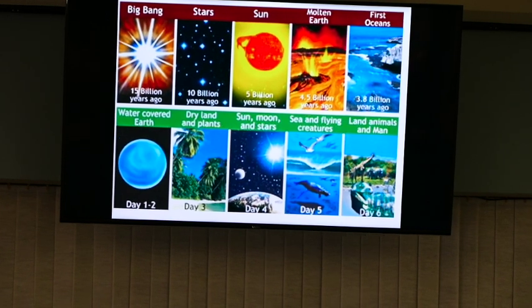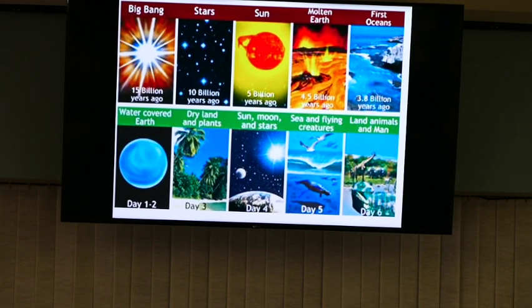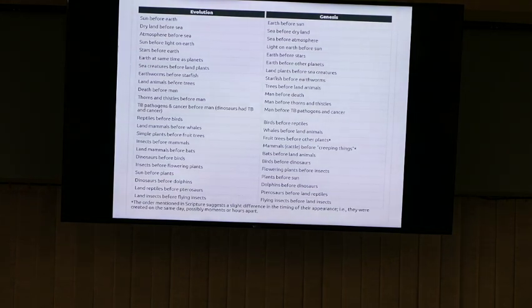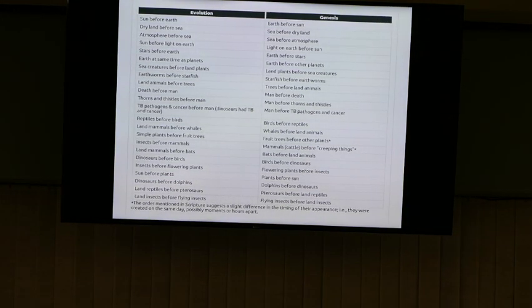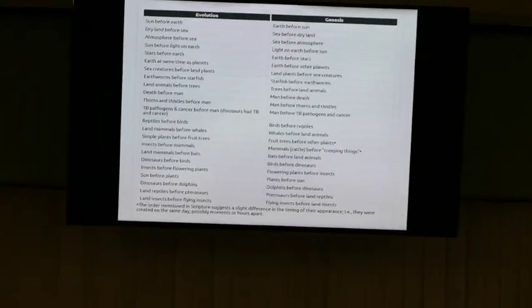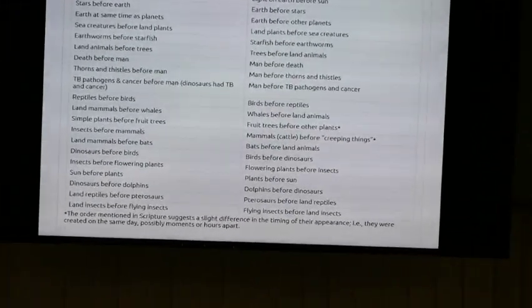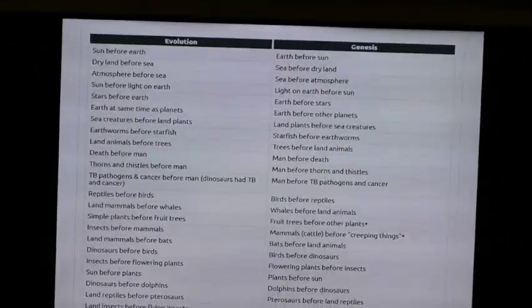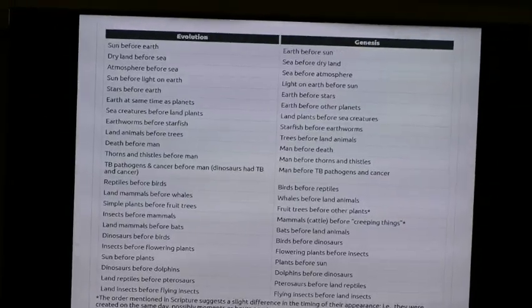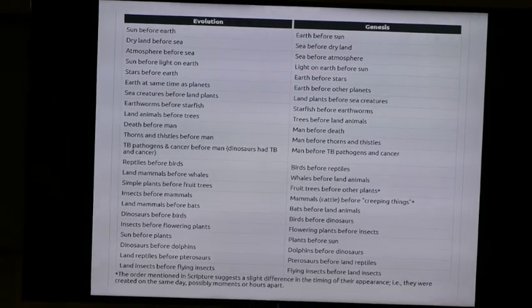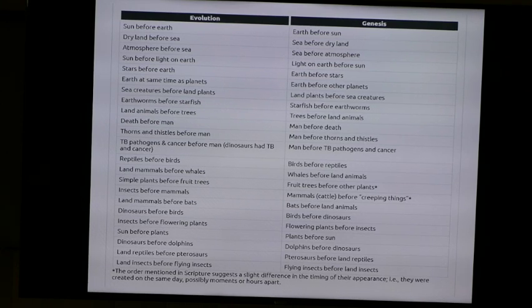Okay, let's go to the next slide, because it is going to be hard for you to read, but I'm going to read a few of these things just to give you an idea. On the one side, they're talking about evolution order, and then on this side, Genesis order. In evolution, the sun came before the earth. But notice that in Genesis, what came first? The sun or the earth? The earth. Backwards from evolution.